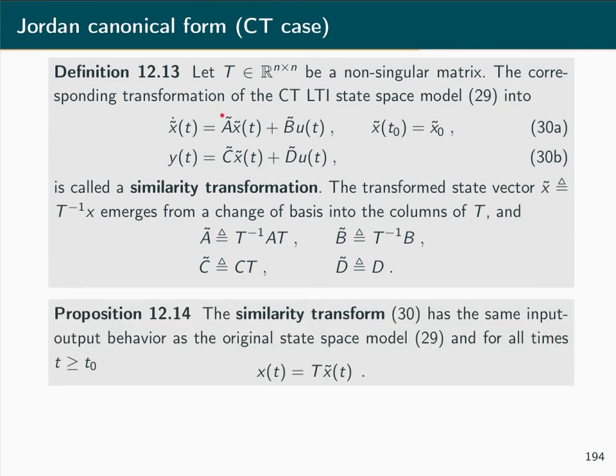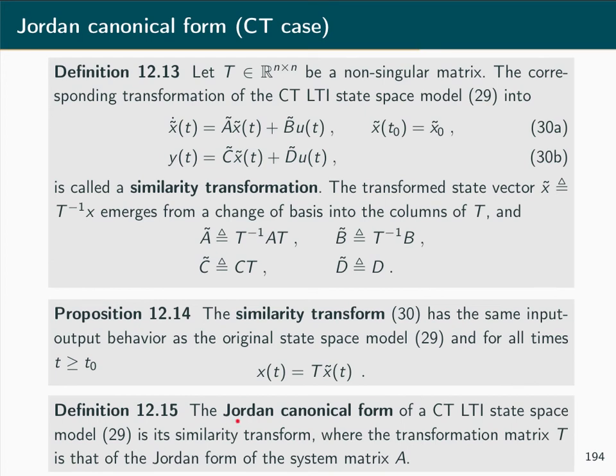Again, the similarity transform in equation 30 has exactly the same input-output behavior as the original state space model in equation 29. And moreover, for all times t greater than the initial time t0, we have that the state x of t is given by T times the transformed state x tilde of t.